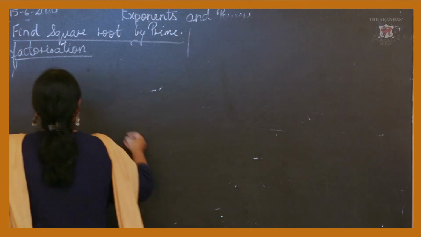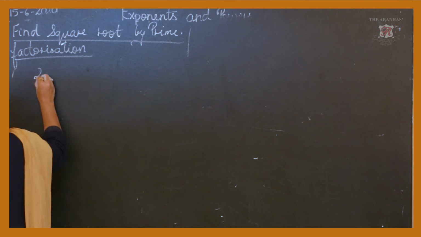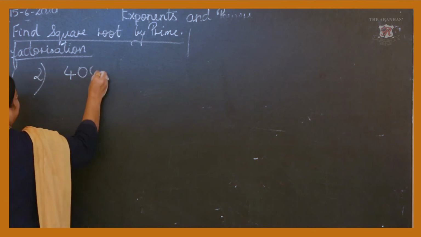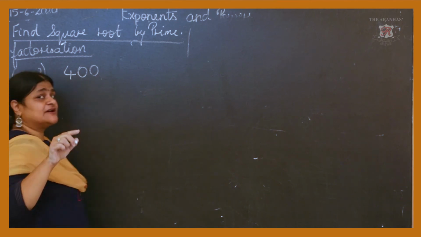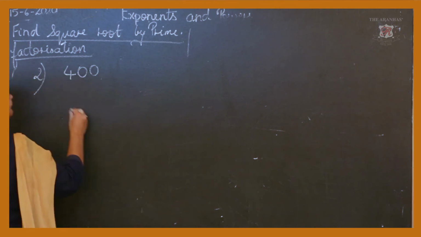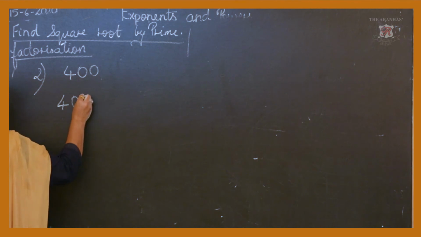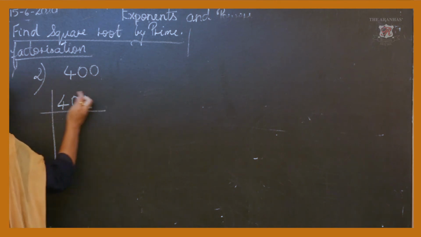Next, we are taking the second sum. Suppose I am taking 400. Simple, 400. Okay. Now, if you have understood the first sum, the second sum will be easier for you all. So 400 we have taken, do it by prime factorization.